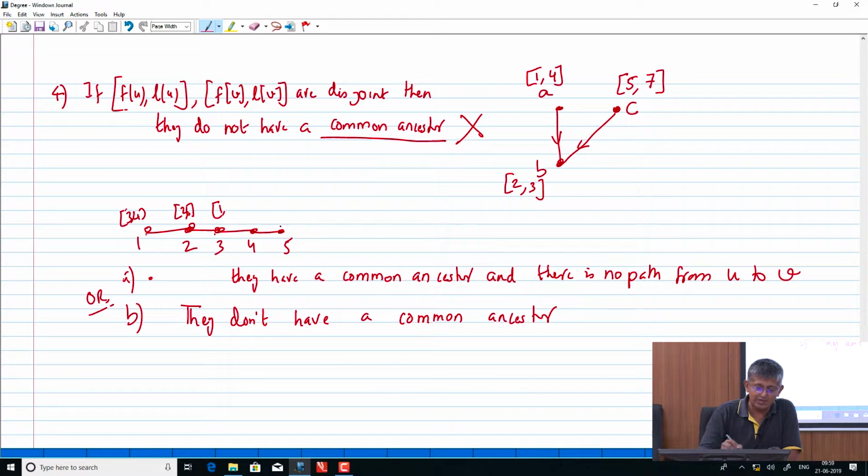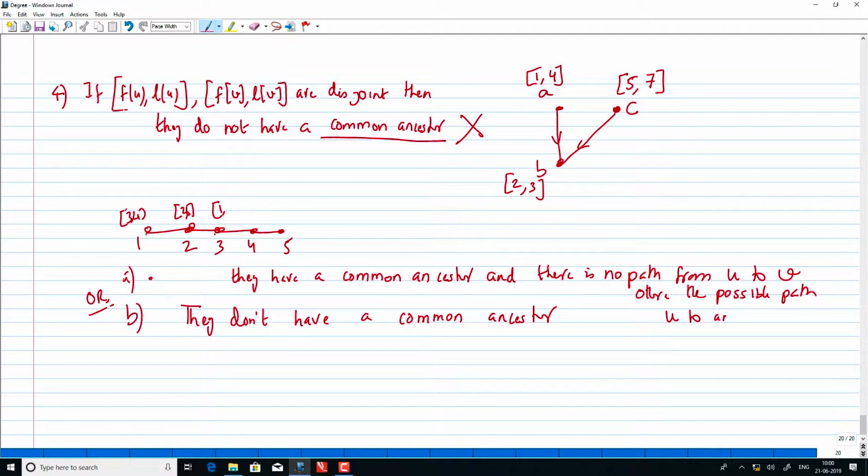The other possibility is this example where 2 and 4 have a common ancestor, which is 3, as our friend here pointed out. But observe that there is no other path from 2 to 4. I have to be very careful when I make the statement in the undirected graph. There is no path from U to V other than 2 to 4. And this would be a path when the graph is undirected. If the graph is directed, then this will not be a path. Okay. I hope it doesn't become very bad.